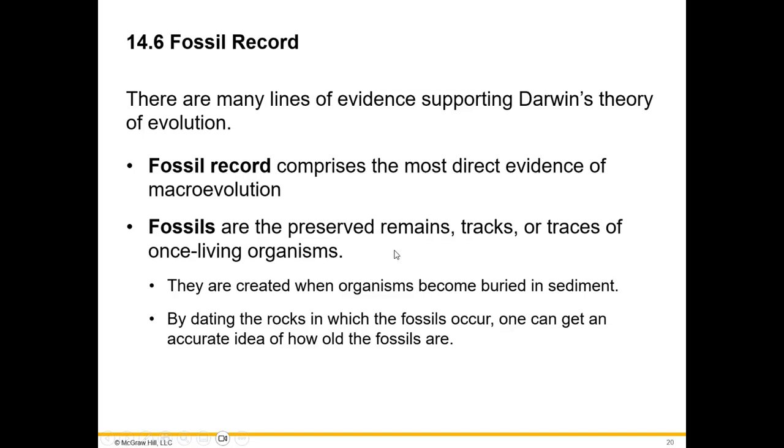There are many lines of evidence supporting Darwin's theory of evolution. One of the main lines of evidence is just the fossil record. This is extremely direct, and we know fossils are the preserved remains, tracks, or just traces of once living organisms. They're created when organisms, or the tracks of them, are buried in sediment. And by dating the rocks in which the fossils occur, we can get an accurate idea of just how old those fossils are.